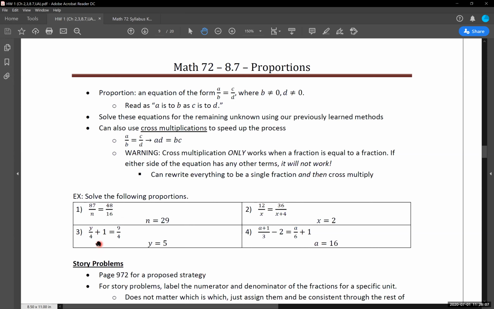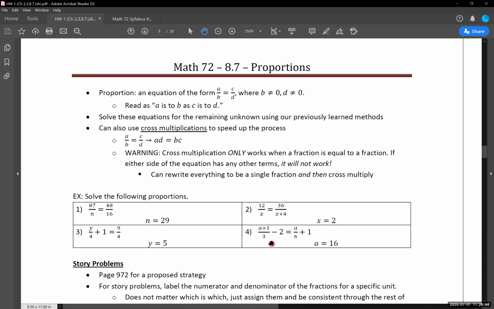Looking at example 3, I have a fraction and another term over here. I'm adding something here, which means I have a variable term and a constant term. Based on that alone, I cannot cross multiply. I could combine these things on the left-hand side to become a single fraction and then cross multiply, but as it's currently written, I cannot cross multiply and get the correct answer. I need to do something with this other term here before I can do any kind of cross multiplication whatsoever.